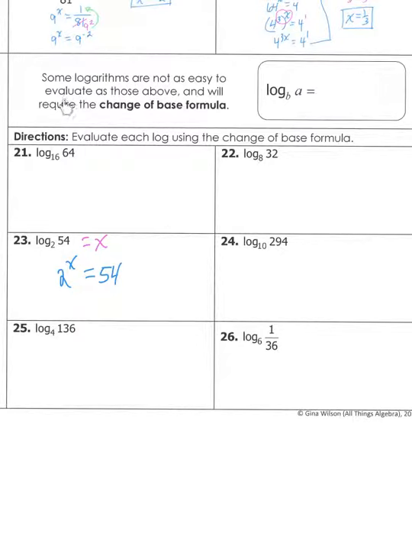All right, so some logarithms aren't easy, so we're going to use this change of base formula. Again, it's a process. All we're going to do is take this log base b of a. We're going to take the log of the argument, so just log of a, ignore this b, and write it exactly as you see it here, log of a.